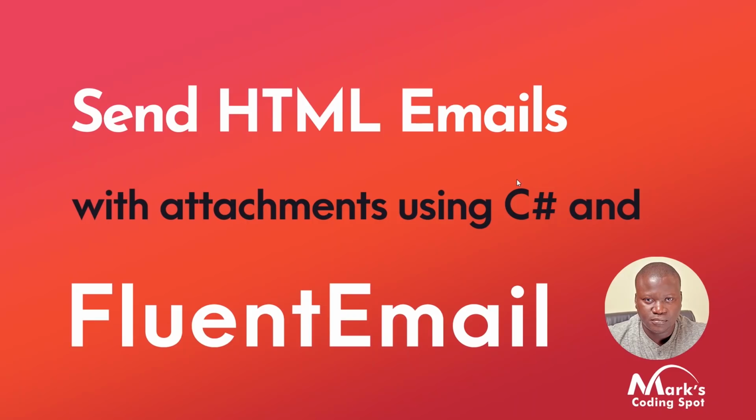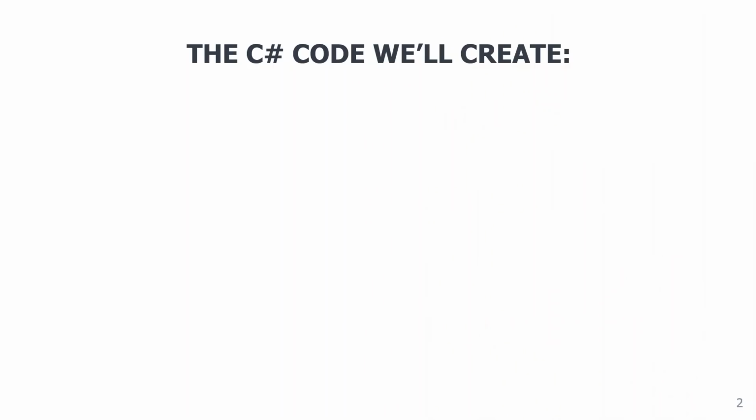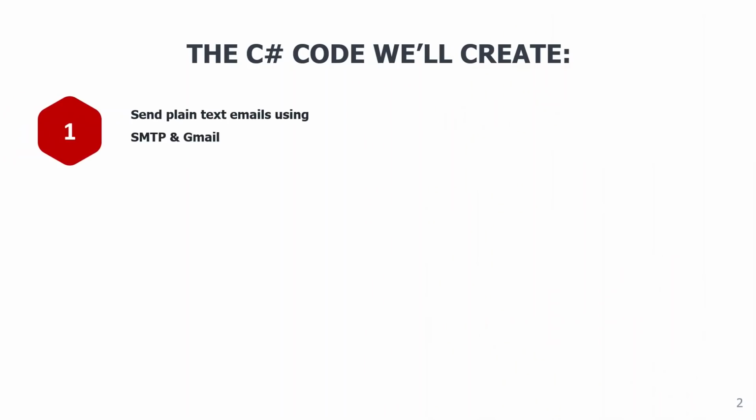You can send HTML emails with file attachments using C# and Fluent Email. In this video, I'll show you exactly how to do that. We'll write C# code to do the following. 1. Send plain text emails using SMTP and your free Gmail account. SMTP stands for Simple Mail Transfer Protocol.